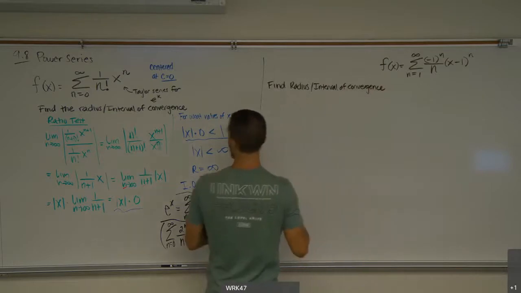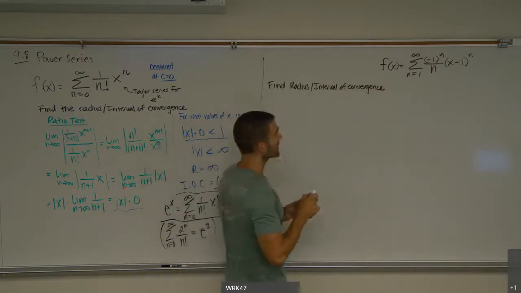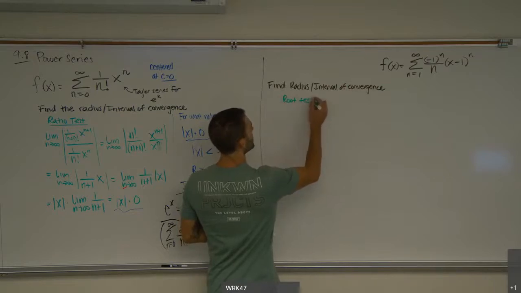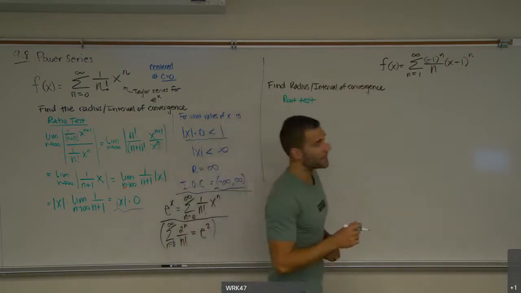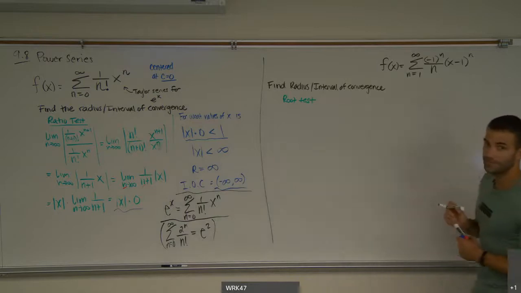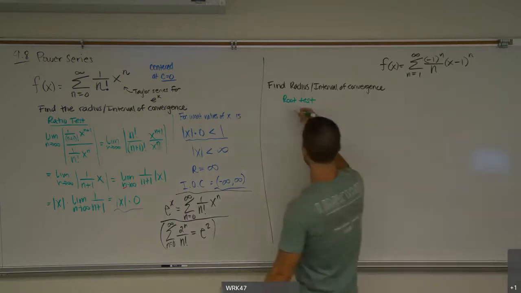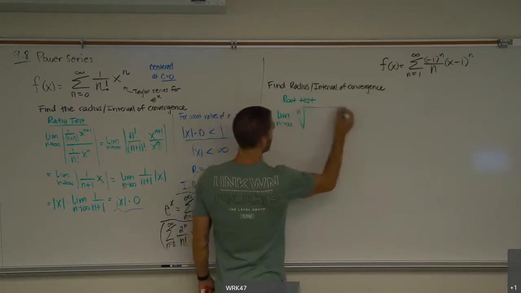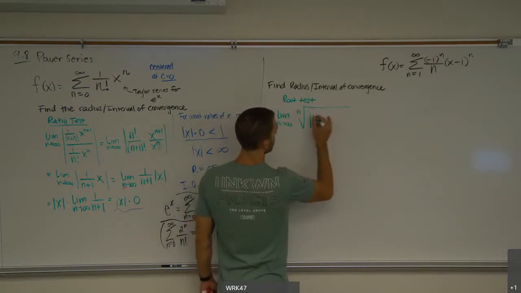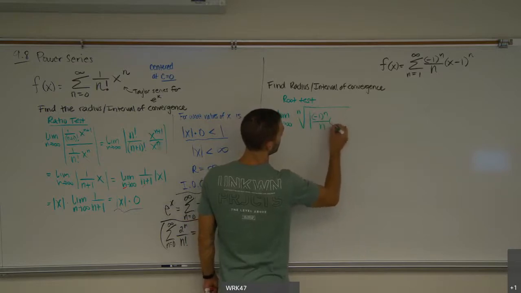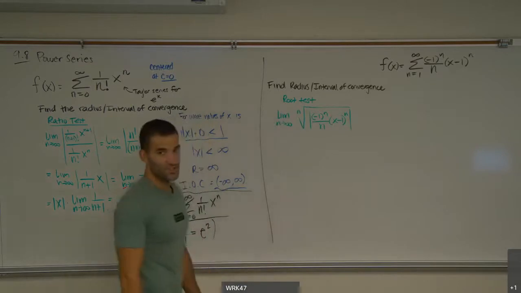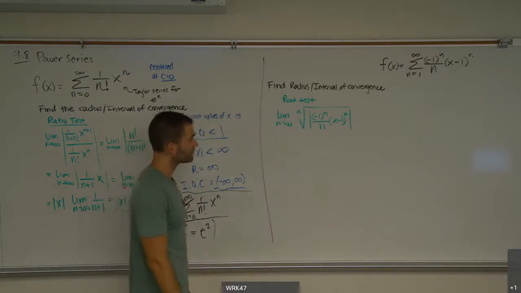And I will do so by using, in this case, the root test, because I have nth powers. And I know from a previous video that the nth root of n, if I take that limit, goes to 1. So the root test says take the limit as n goes to infinity of the nth root of the absolute value of my series. Remember that we're taking it in terms of n, so x is just an arbitrary variable right now.